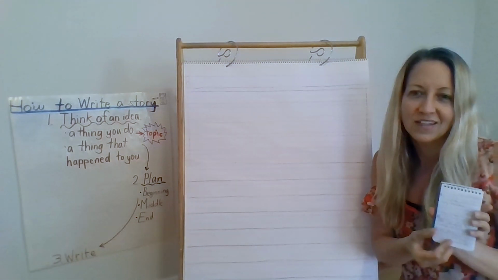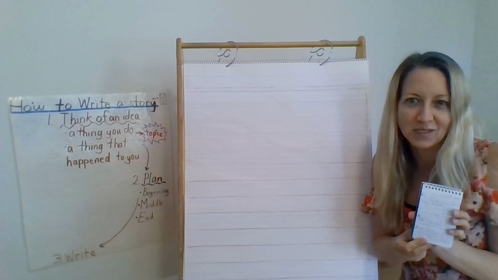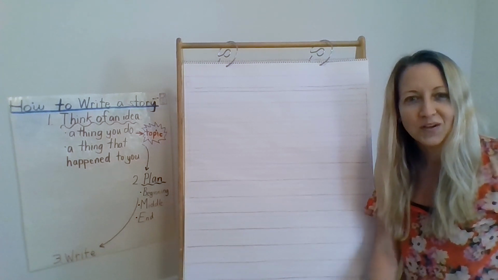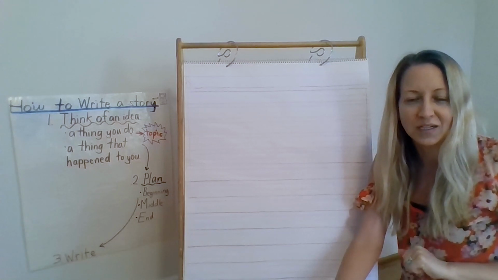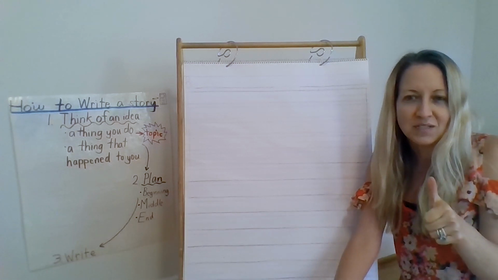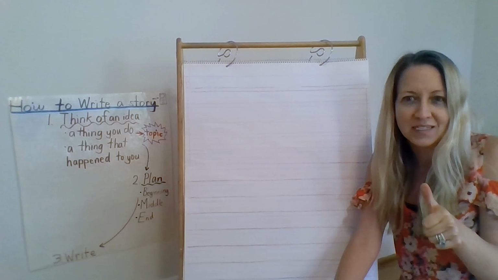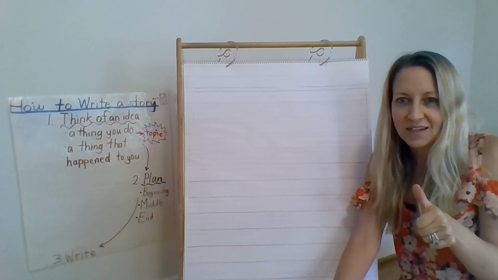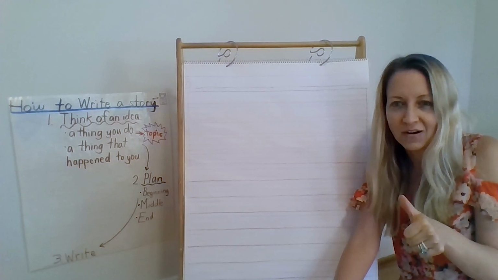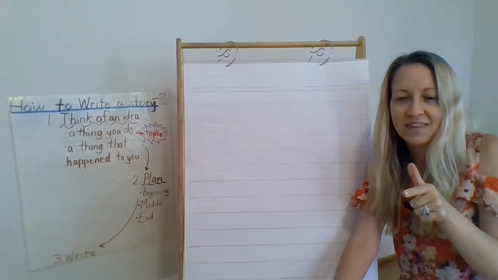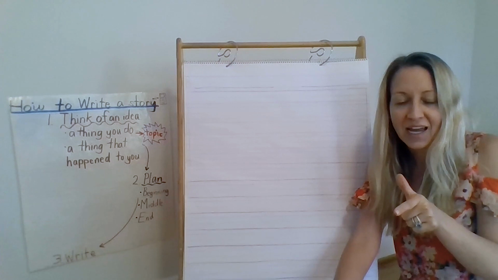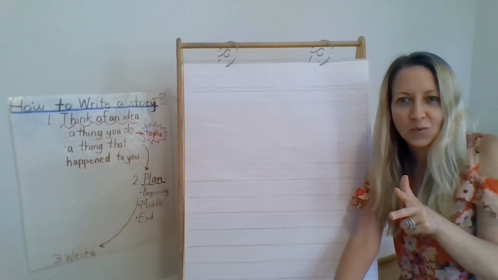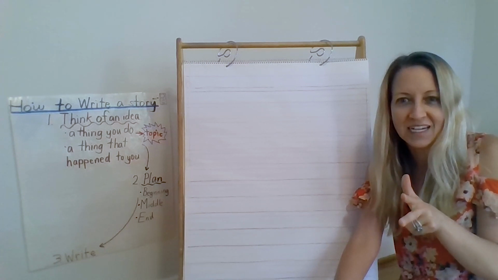Right here, the time a mouse was in my house. And I'm going to plan my story. First, I was sitting at the table with my husband, and he looked across the room and noticed there was a mouse in our house. And then we figured out how we were going to catch it. And last, we caught it and we released it outside.